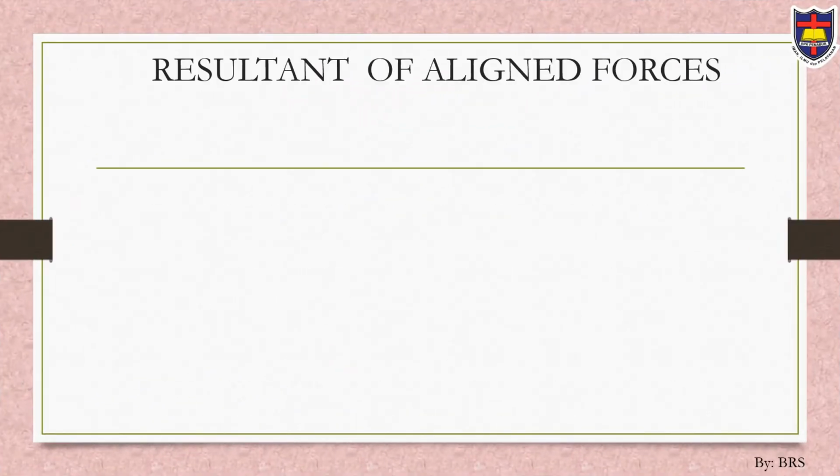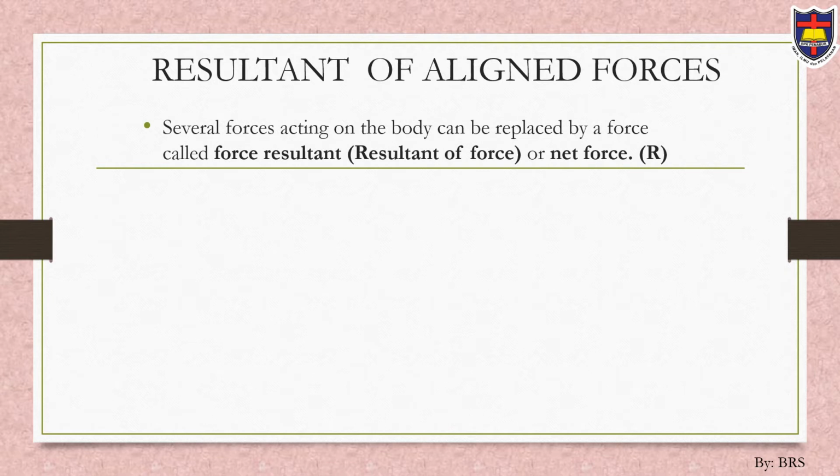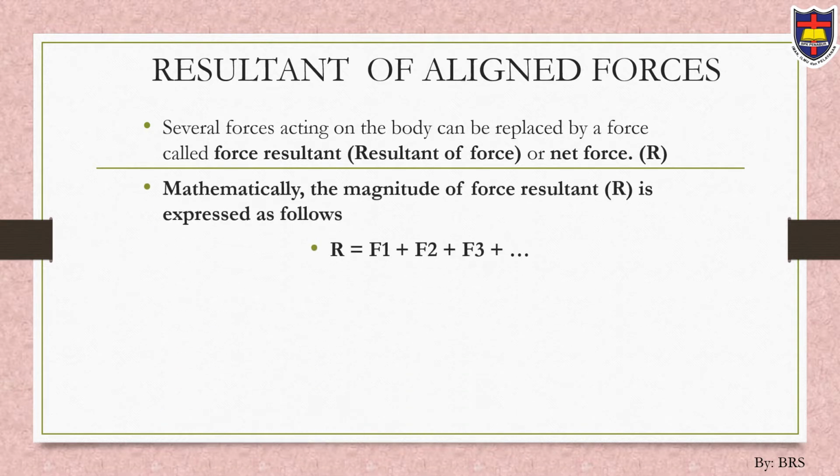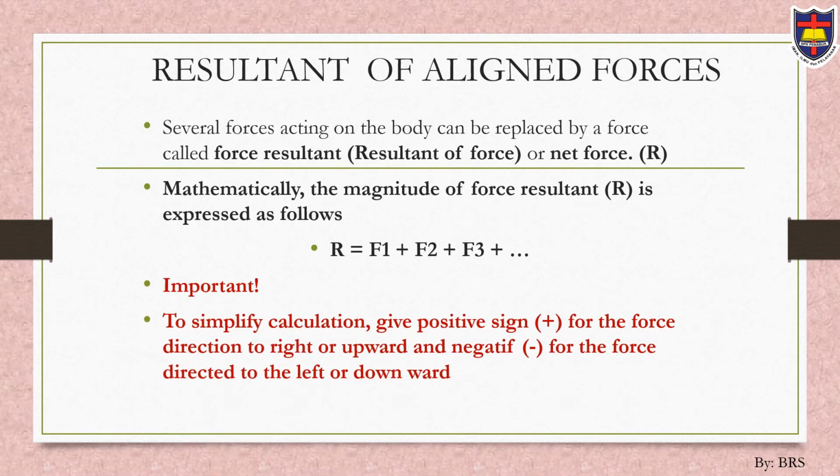The resultant of a line force. The several forces acting on the body can be replaced by a force called force resultant or resultant of force or net force, and the symbol is R. Mathematically, the magnitude of force resultant or R is expressed as follows: R equals F1 plus F2 plus F3 plus etc. And the important thing is, to simplify calculation, give a positive sign, plus, for the force directed to the right or upward, and negative or minus for the force directed to the left or downward.